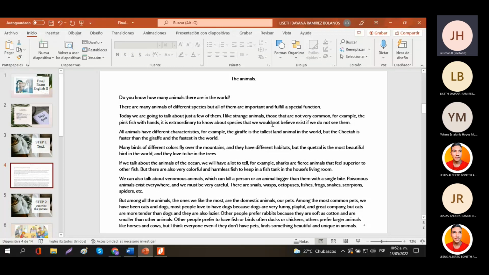All animals have different characteristics. For example, the giraffe is the tallest land animal in the world, but the cheetah is faster than the giraffe and the fastest in the world. Many birds of different colors fly over the mountains. They have different habits, but the quetzal is the most beautiful bird in the world, and they love to be in the trees.